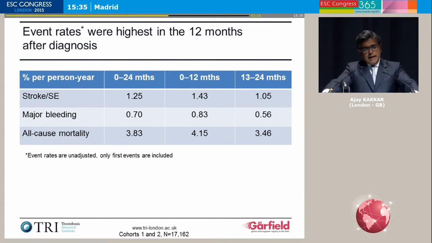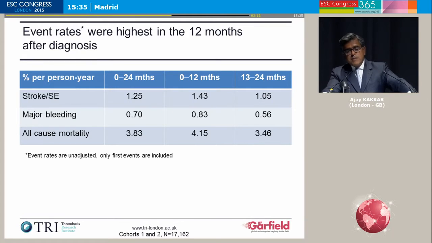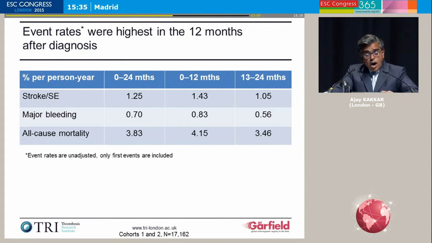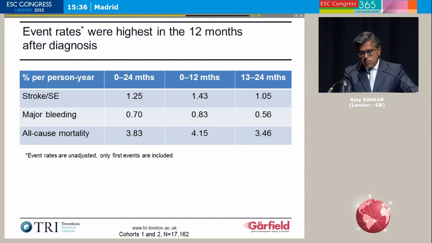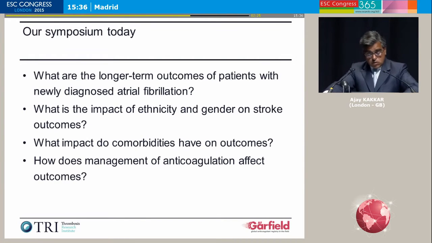But what's very exciting also in this very large registry is to look for the first time at 2-year outcomes in newly diagnosed AF patients who have been prospectively followed. And what you can see over here is that over the 2 years, if you look at the rate per person year, for stroke, 1.25%, major bleeding, 0.7%, and all-cause mortality, 3.8%, that mortality remains the largest burden for patients with newly diagnosed atrial fibrillation. And if you look over the first 12 months, the rates are slightly higher, falling slightly between months 13 to 24, but still showing that same characteristic of death being the most important burden of disease that these patients experience early in their natural history after diagnosis with AF. And we'll see more of these data and the causes of death in Professor Basson's talk.